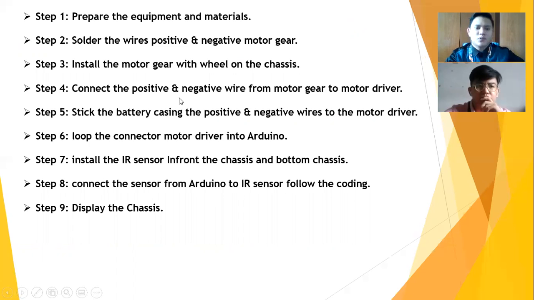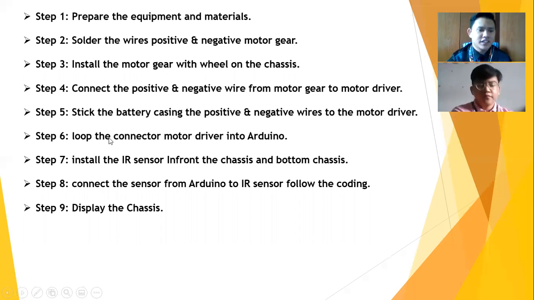Step 4, connect the positive and negative wires from the motor gear to the motor driver. And step 5, connect the battery casing's positive and negative wires to the motor driver. This means loop the positive wire to the motor driver and the negative wire to the switch, and the switch goes to the motor driver. So I have a correction in this sentence.